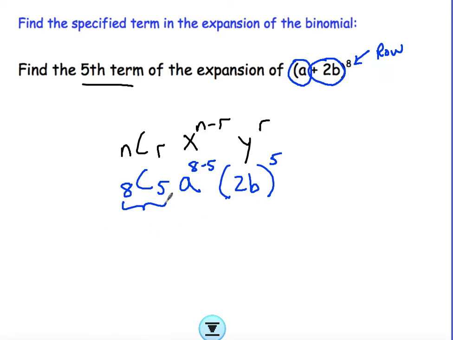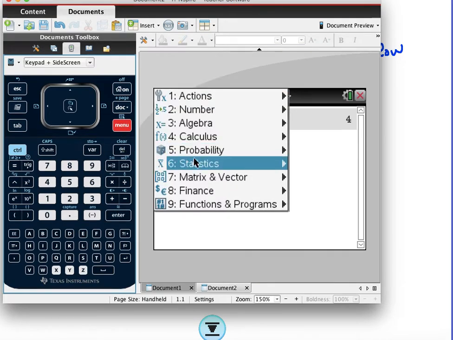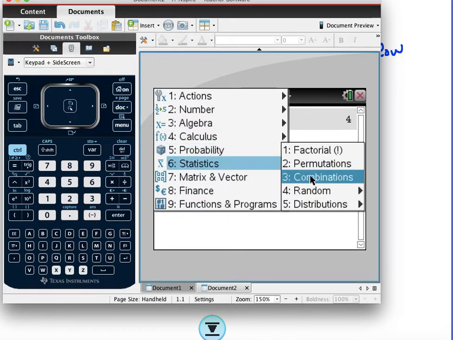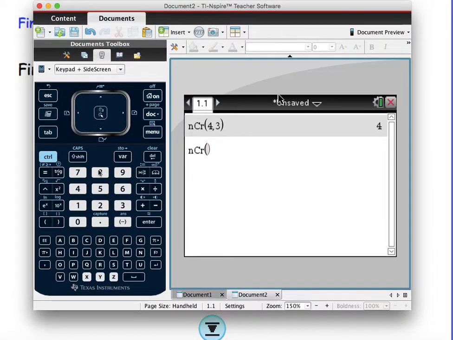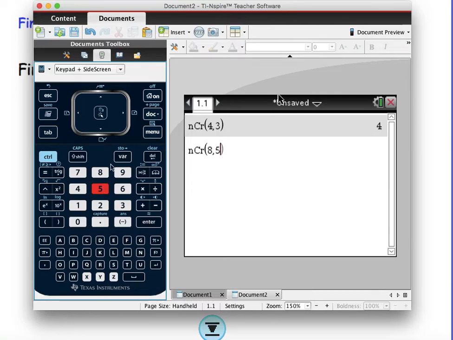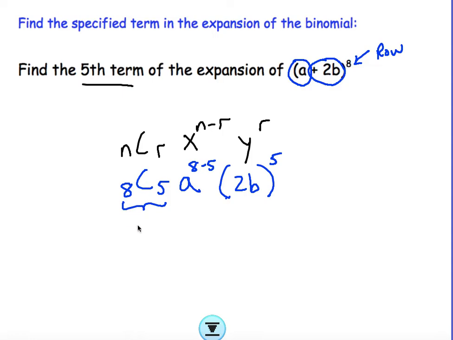Okay, now we go to our calculator to do 8 choose 5. So I'm going to do menu 5 3, and then I need 8 comma 5. 8 comma 5, and then hit enter, and we get 56. And then this is an A to the 3rd. And then here we need to remember we're doing 2 to the 5th, which is 32. And we're doing B to the 5th.